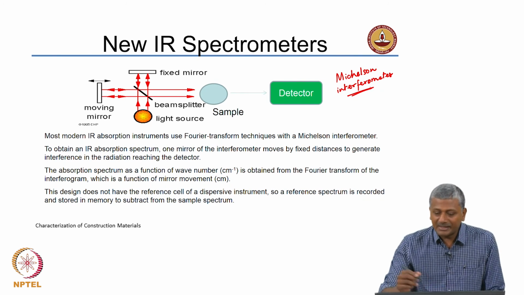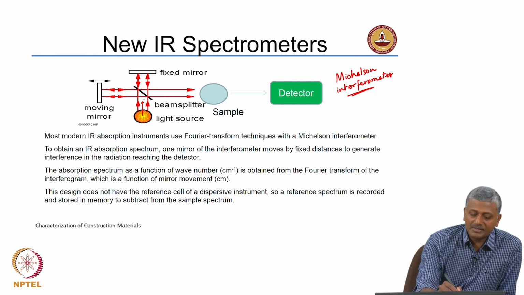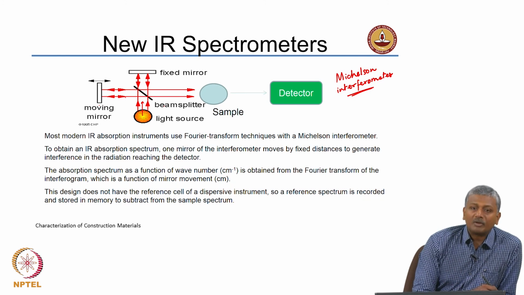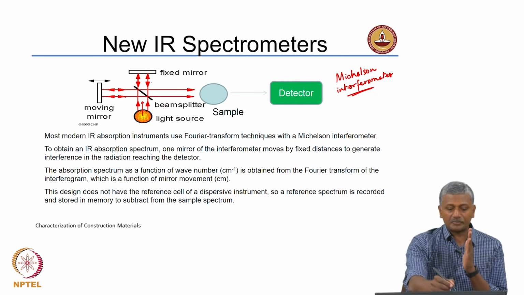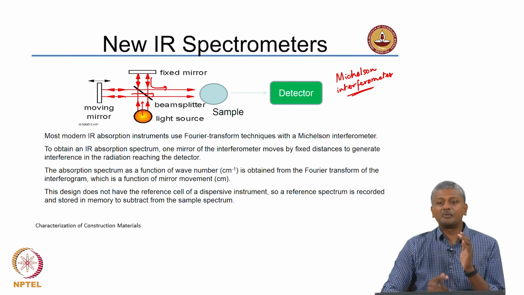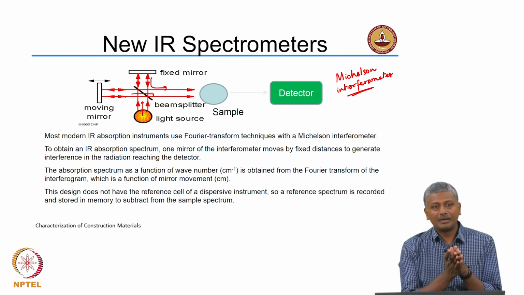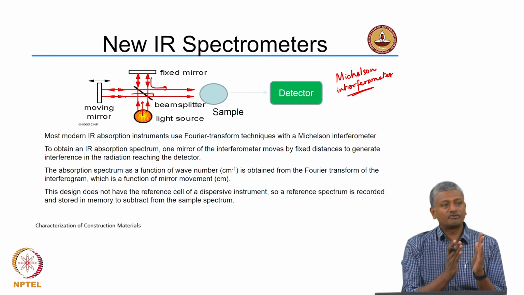So, what happens in this interferometer is that you have a fixed mirror and you have a moving mirror. Light is going from this light source onto a beam splitter that sends the direct beam to the fixed mirror and a reflected beam to the moving mirror. At a specific location, the light beam coming from the fixed mirror towards the sample and from the moving mirror towards the sample will be completely in phase. But at certain lengths of the moving mirror there will be some out of phase as far as the two beams are concerned.